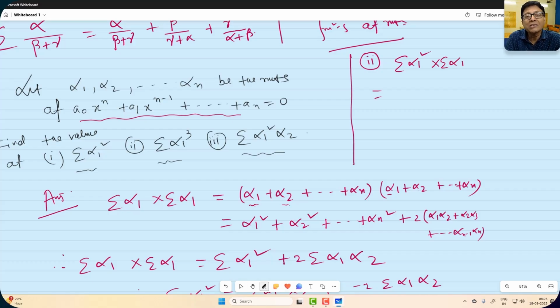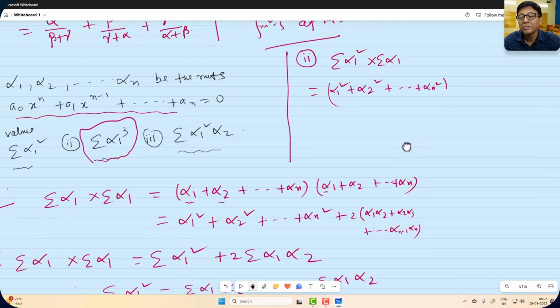What will happen? Let us check. Why? Because I have to get this in the product on the right side. This is alpha 1 square, alpha 2 square, alpha n square into alpha 1, alpha 2, alpha n. Okay?